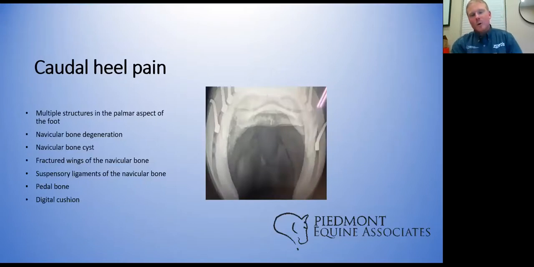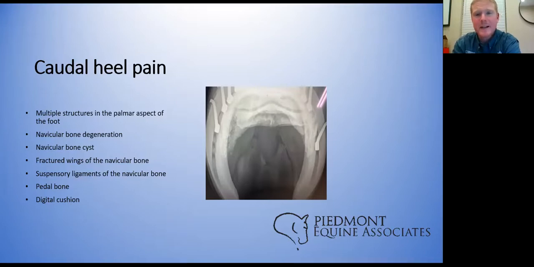So we'll move on to a well-balanced foot, looking at caudal heel pain. The foot itself and the structures in the back part of the foot, there are a multitude of structures. There are ligaments, tendons, suspensory ligaments of the navicular bone, the coffin bone, the digital cushion. The deep digital flexor tendon is a major tendon.